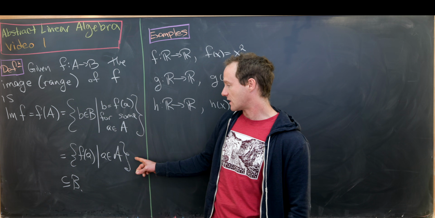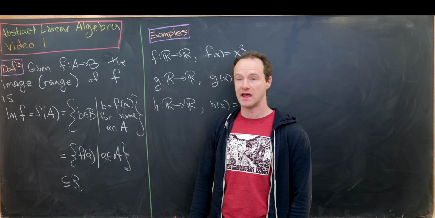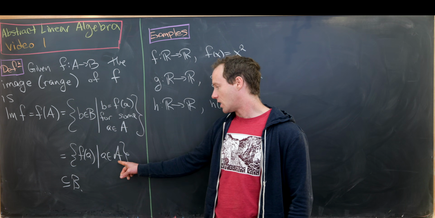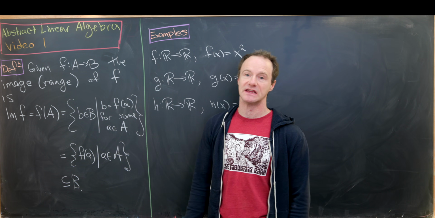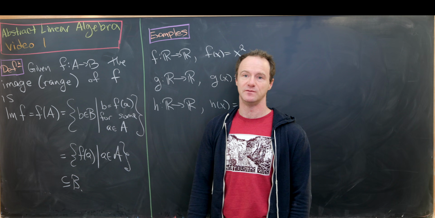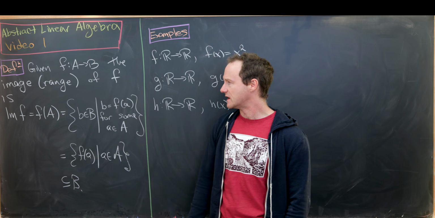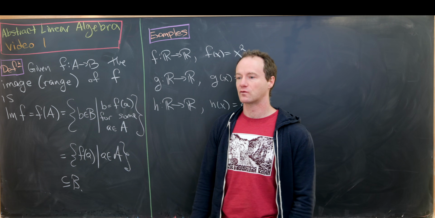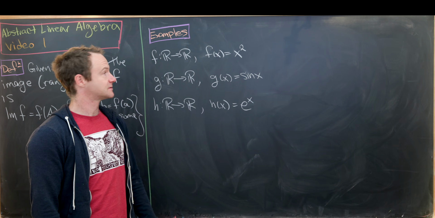You can also write it as the set of all elements f of little a, where a runs through all of the elements of capital A. So these are equivalent definitions of the image. In both cases, let's notice that this is a subset of B. It need not be the whole set of B. So this is how we talk about the difference between the range and the codomain. So let's look at a couple of basic examples.